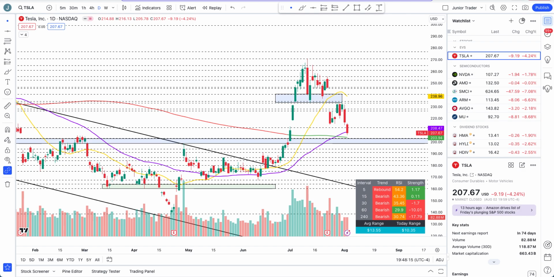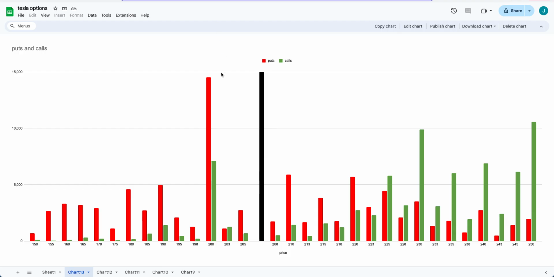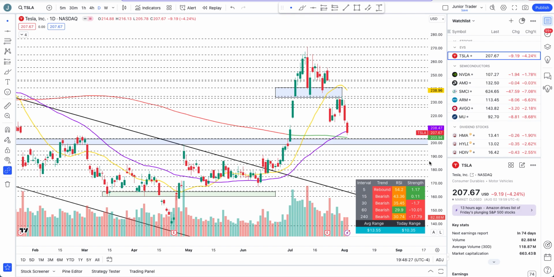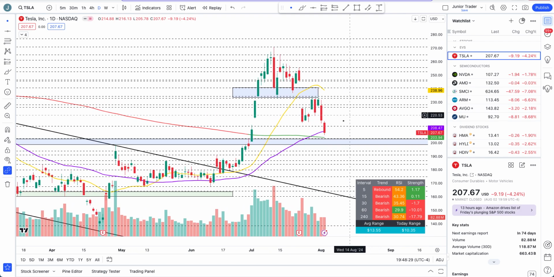This is Junior Trader, and in this video we are taking a look at Tesla stock options analysis. So let's identify where the traders are betting their money, and as you saw in the thumbnail of this video, some traders on the short side are betting puts at a very critical level. That is this zone of 203 to 200 days moving average.